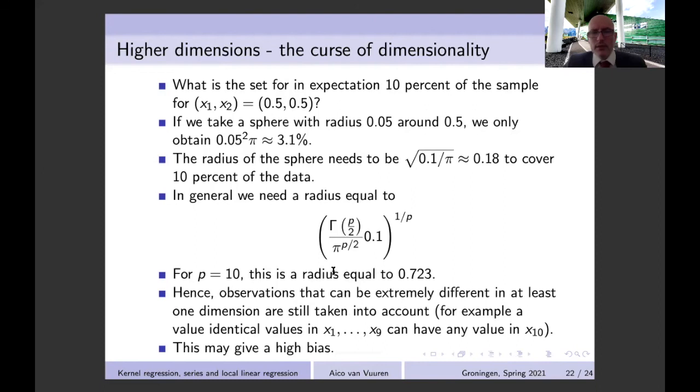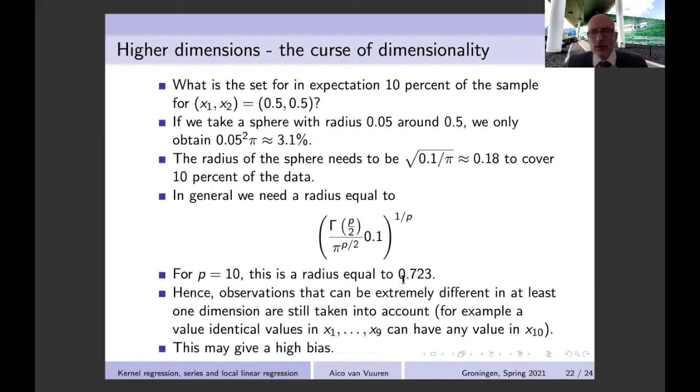In general, what we can say is that the sphere, so that's the higher dimensional circle, should have a radius equal to this thing that we have over here, where the 0.1 comes, of course, from the 10% that we would like to cover. Then you should realize that at the moment that p becomes equal to 10, this radius becomes equal to 0.723.